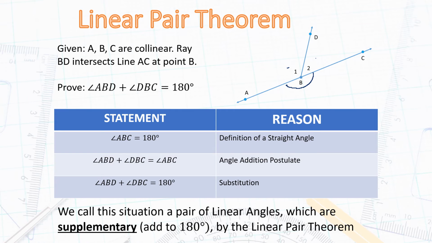And then we can say, well, since ABC is 180 degrees in our first line, we can substitute the two of those. They are equivalent to one another. So instead of ABC, let's put 180 in there. And that means that those two angles, when added together, are going to equal 180 degrees. So that is a substitution. So we can say adjacent angles on a straight line are going to be supplementary. And that is the linear pair theorem.